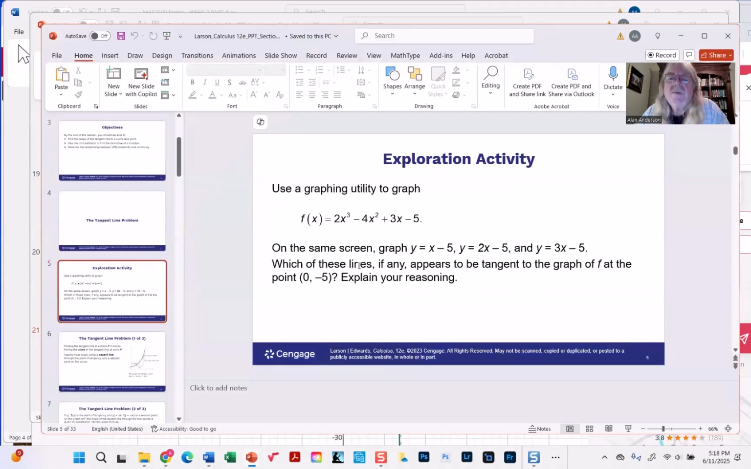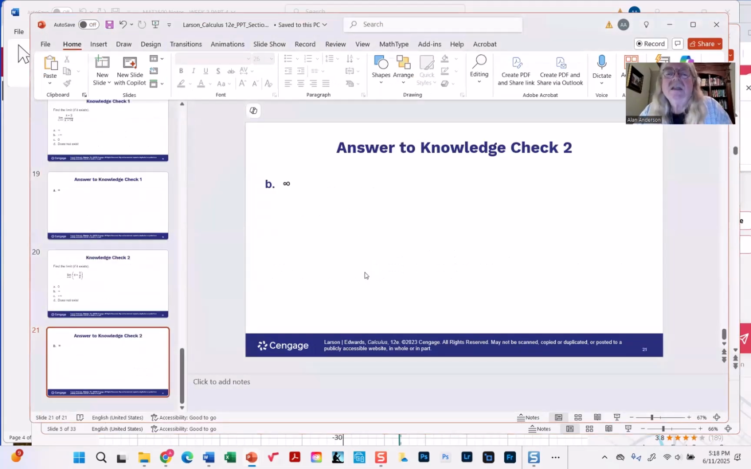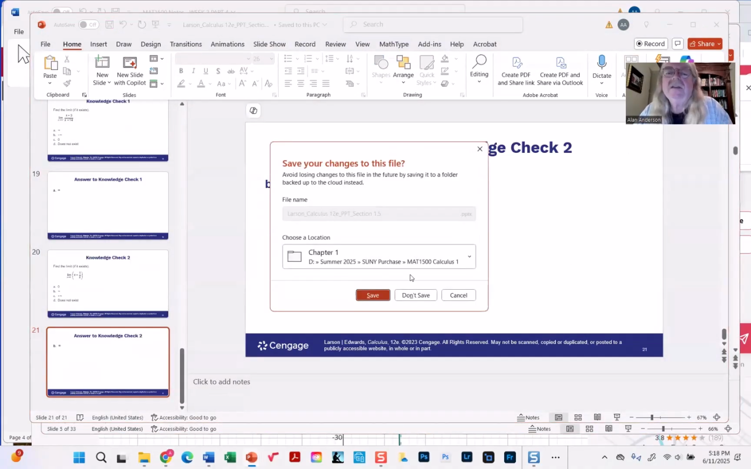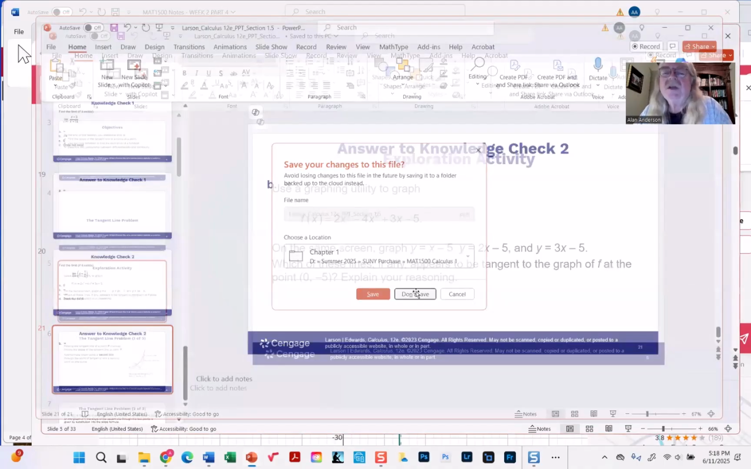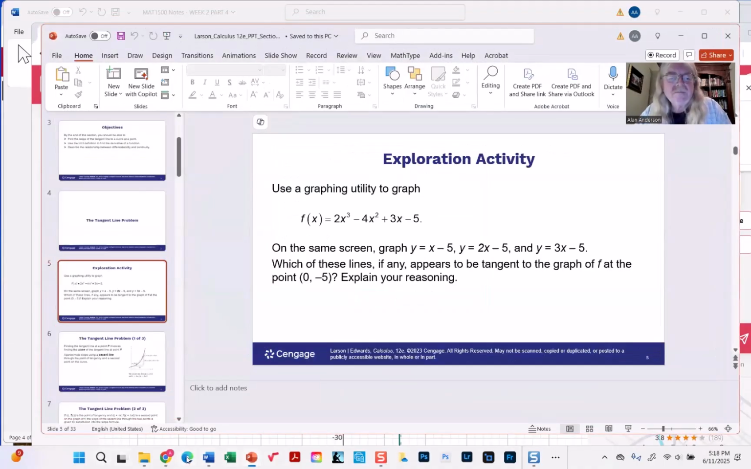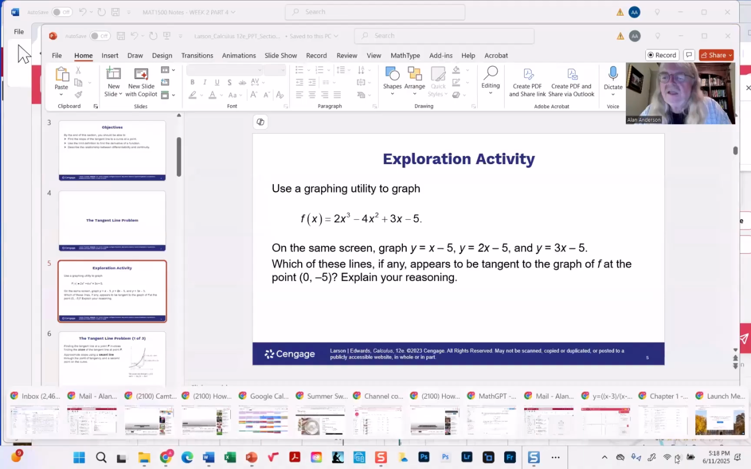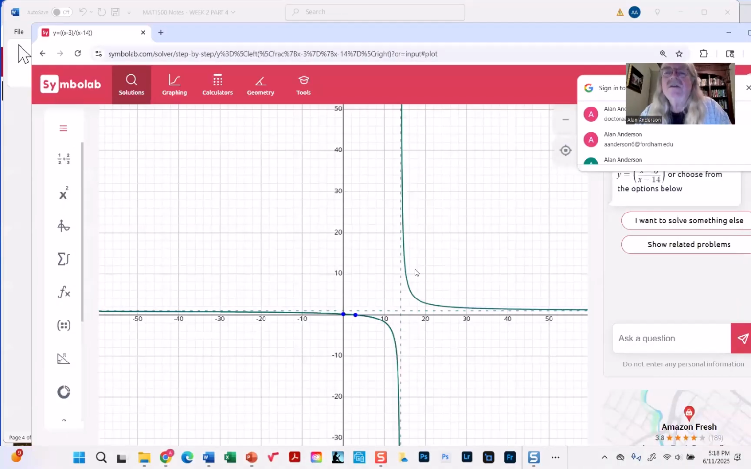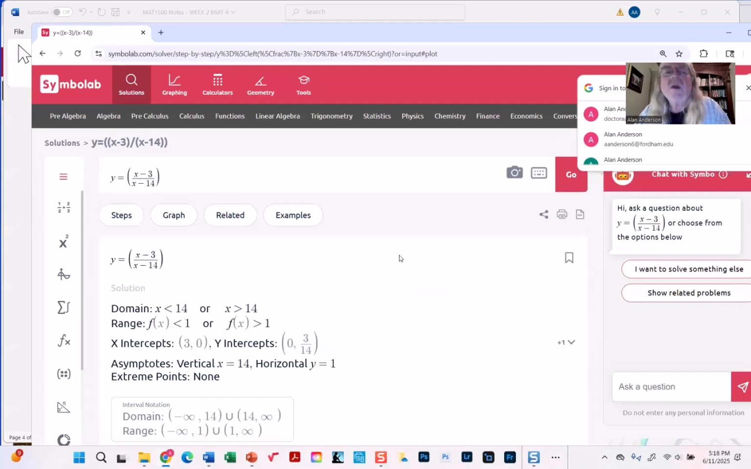So we're going to start by looking at, let's say, this graph. Okay. Let's see what they're getting at here. You notice how it says use a graphing utility. I think they mean like the TI-84, but since we have Symbol Lab, we might as well use it. Just find some way to do this. In this day and age, there's plenty of ways of getting this graph.